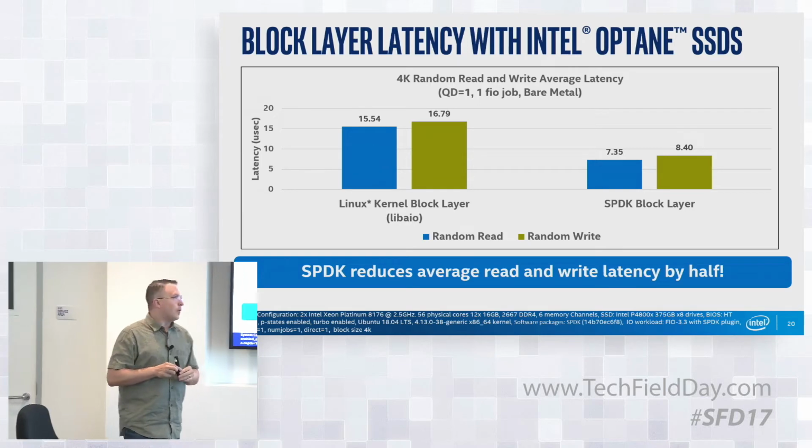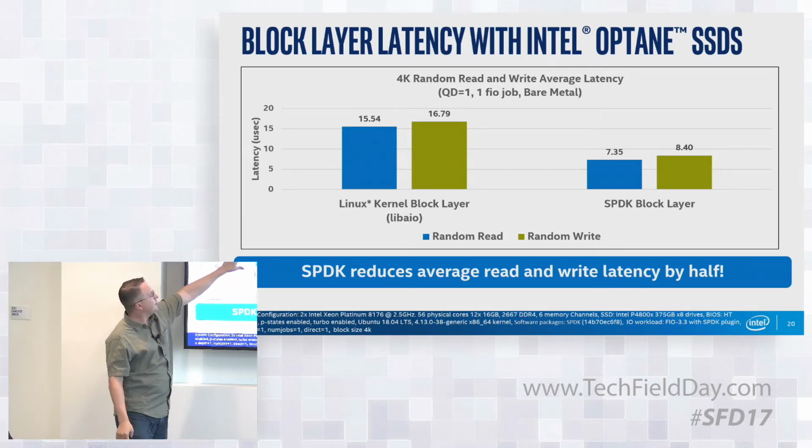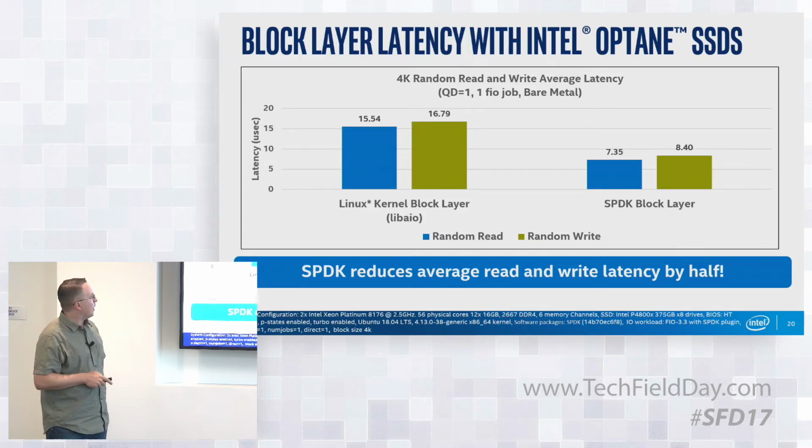So these numbers do come down quite a bit. They probably come down to the 10 to 12 microsecond range if you're using pvsync2. But I just want to explain a little bit about why we've used libaio for this comparison.